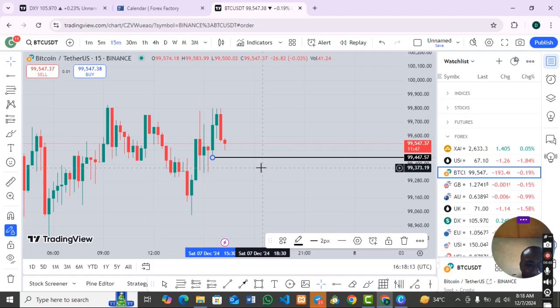Most of the time I sat down and I realized all the trades that I took. Immediately I jump into the trade, you see me selling from a support area and also buying from a resistance area.